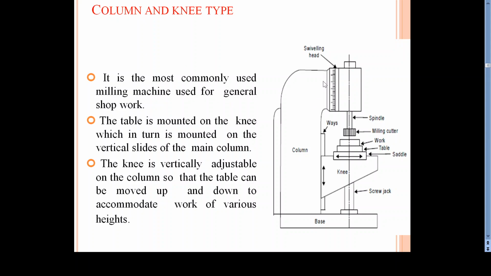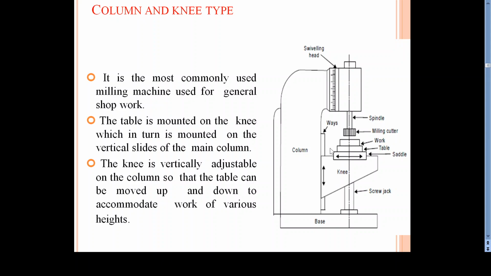This is the column and knee type. You can see this is the column, the strong structure on which all the mechanism and the drive etc. are inside this column. And this is the spindle. This is the swiveling head, so we can swivel this head. At the end of the spindle you can see the milling cutter, and this is the table. The table is on the saddle, the saddle is on the knee, and the workpiece is at the top of the table.